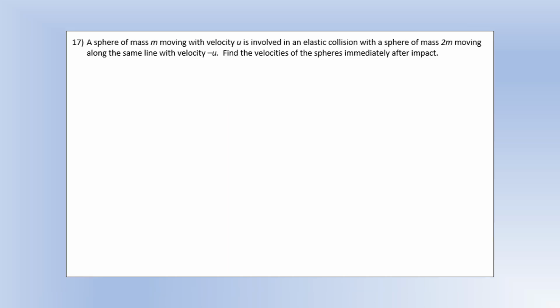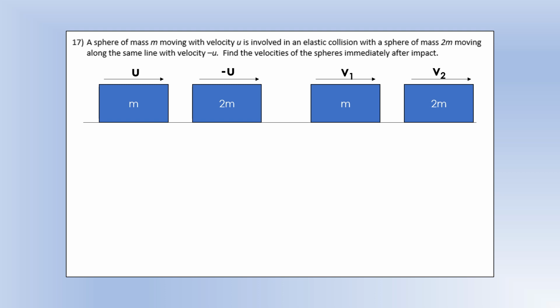A sphere of mass m moving with velocity u is involved in an elastic collision with a sphere of mass 2m moving along the same line with velocity minus u. Find the velocities of the spheres immediately after impact. Okay, so this is the scenario that we have so far, and I've called their velocities v1 and v2.